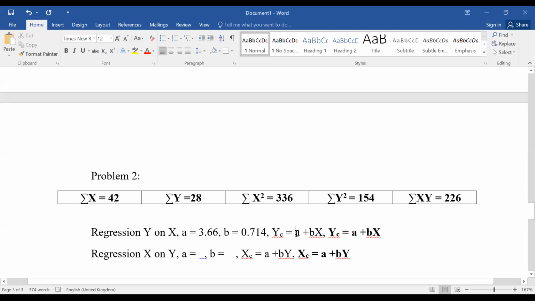And therefore, what will be the answer? So Y is equal to A value is 3.66 plus 0.714X. That is the first regression equation Y on X. And the regression X on Y. Sorry, regression X on Y.